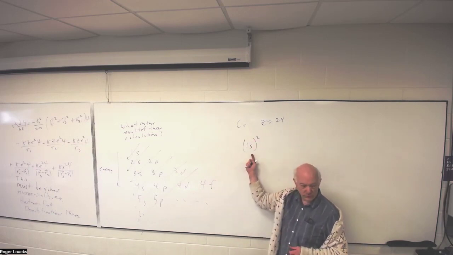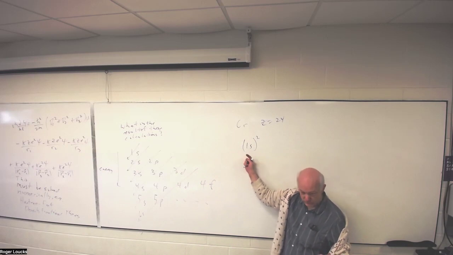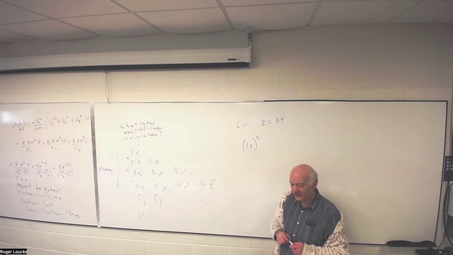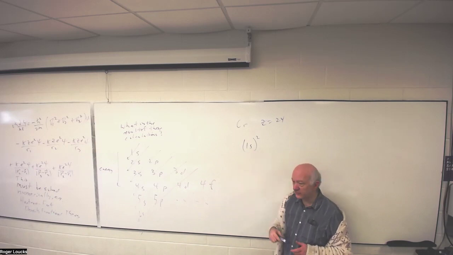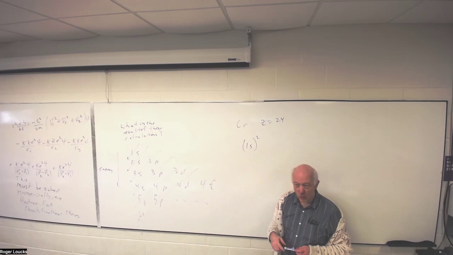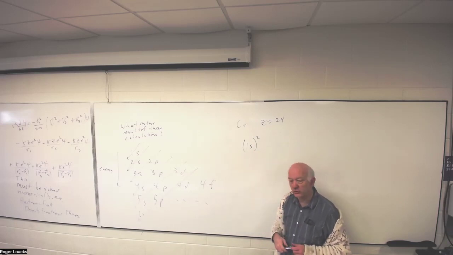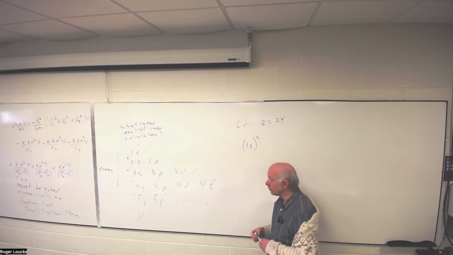What are all the quantum numbers for this one? The 1 stands for the principal quantum number, N. The s is an L of 0. And then the 2 is the number of electrons you can put in there. Why could we only put 2 electrons in that state? Spin up, spin down.